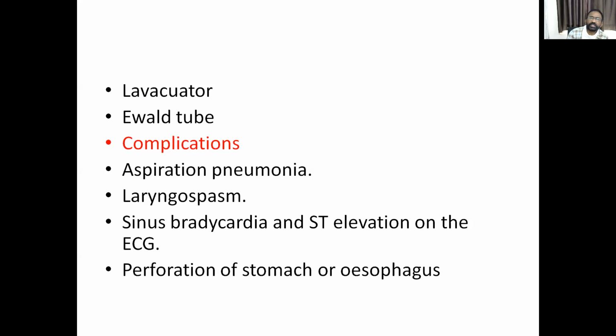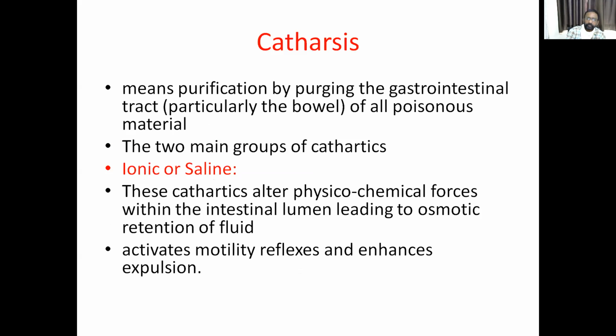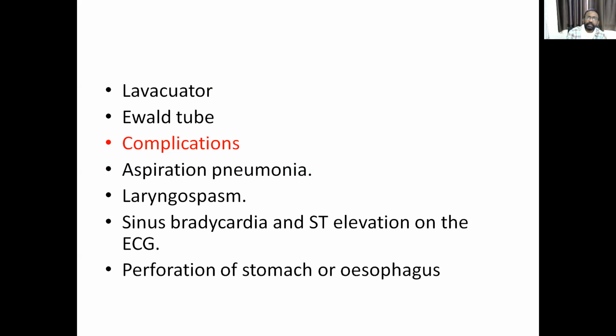What are the complications of gastric lavage? Aspiration pneumonia may develop, laryngospasm may develop, and sinus bradycardia may develop. Perforation of the stomach or esophagus may occur with a faulty technique of introducing the gastric lavage tube. These are the complications of gastric lavage.